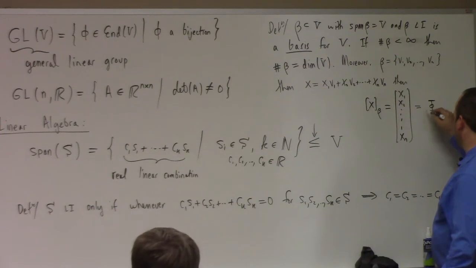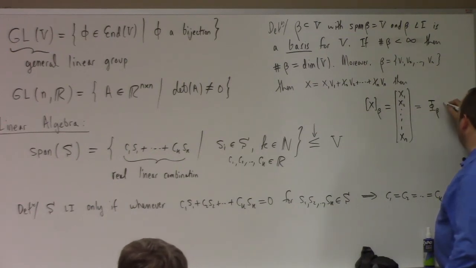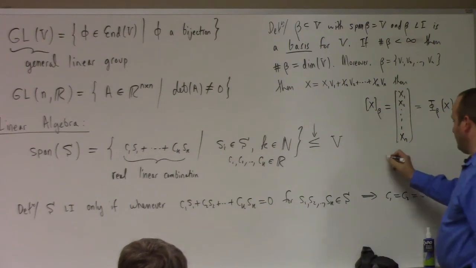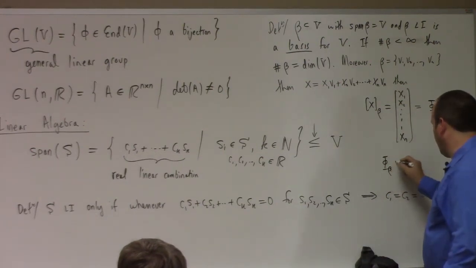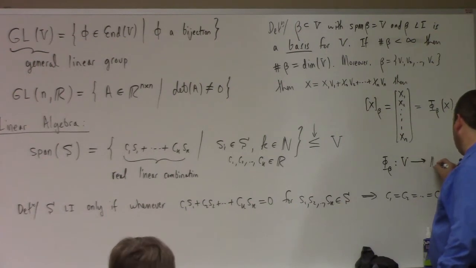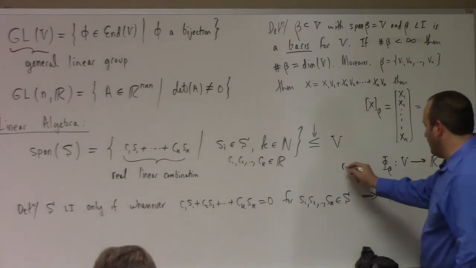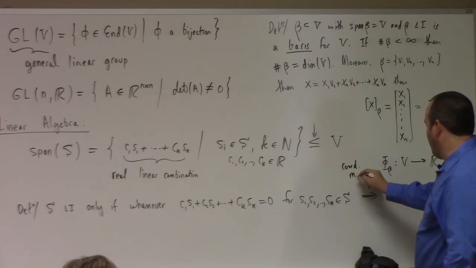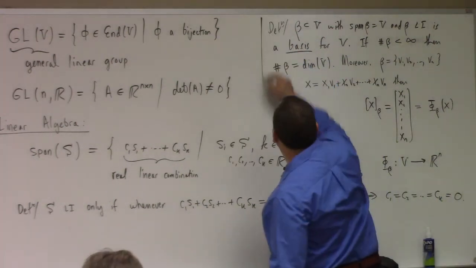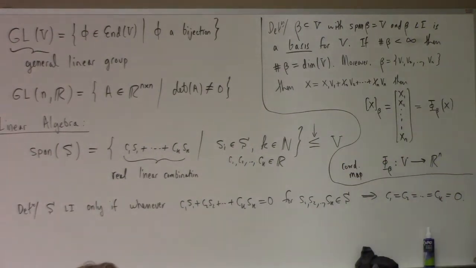My other notation for this is sideways TIE fighter sub beta of x. So this phi beta is the so-called coordinate map. It goes from V to Rn for an n-dimensional vector space. All right. That's it, pretty much, for linear algebra. We have a place where we can add vectors, we can scalar multiply, we look at spans, we look at linear independence, we look at bases, and we try to study the property of how these things relate under linear transformation. That's pretty much what linear algebra is.